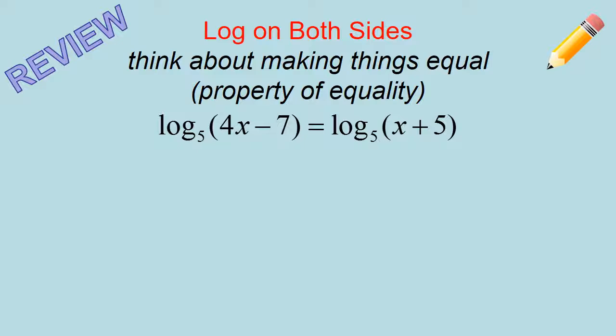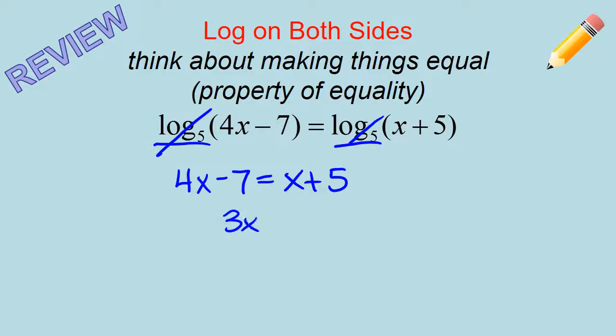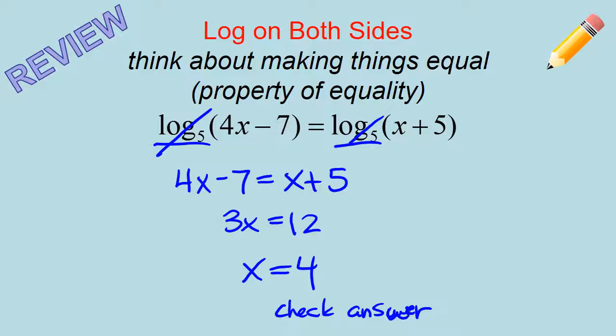So let's do a quick review. For an example such as this, for solving with logs on both sides, again, we are balanced. I have a log base 5 on each side. So I'm going to drop the log base 5, and I'm left with a multi-step equation from Algebra 1. We're going to add that 7 over, subtract the x over, divide. And with problems like this, you still have to check your answer. Remember, we can't take the log of a negative number, so it's important to check.